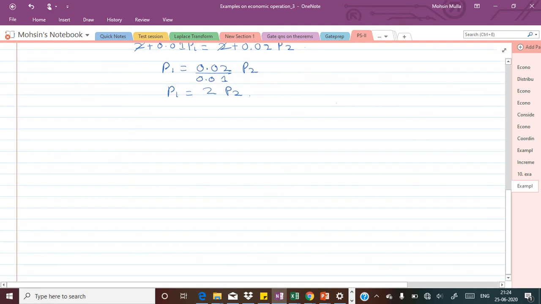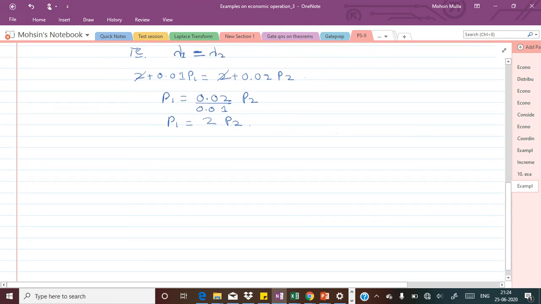Okay, so now here whatever P2 value will be there, P1 value will be exactly double of that value. So that is the condition for economic operation. Means whatever load is applied on P2, exactly double will be the load applied on P1. This is what we understand.